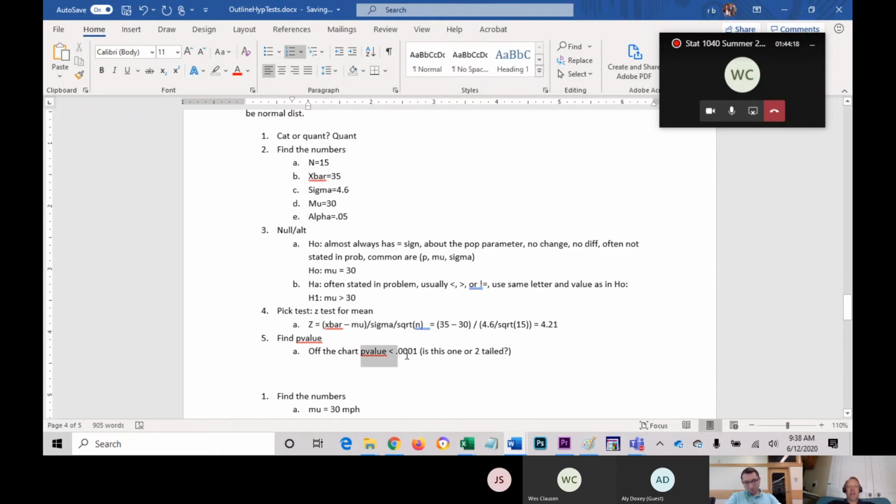You guys are really lucky that I did this one because it was off the chart. I usually forget to tell students, and then they give me a p-value of 0. Your p-value can never be 0. It can be very close to 0, though. But your p-value is going to be less than 0.0001. All right, well done.